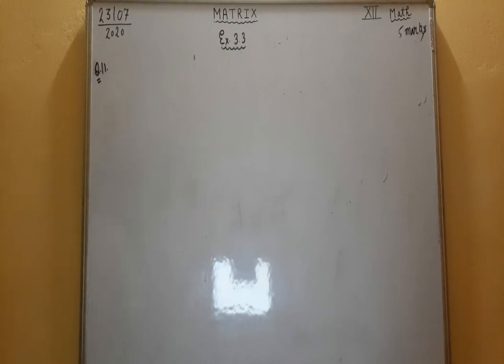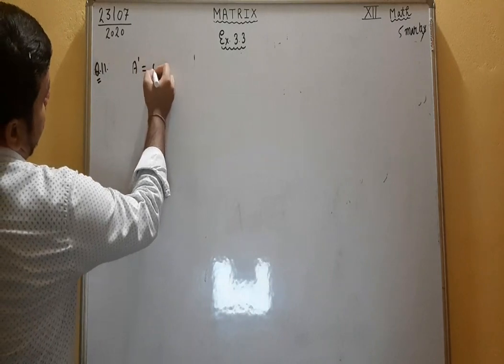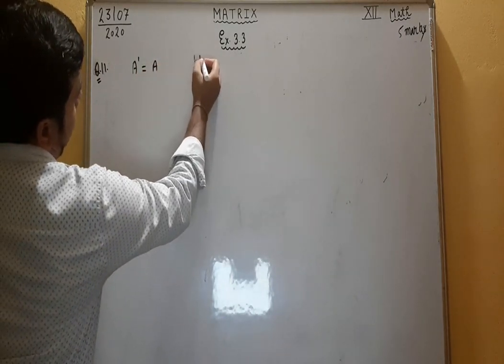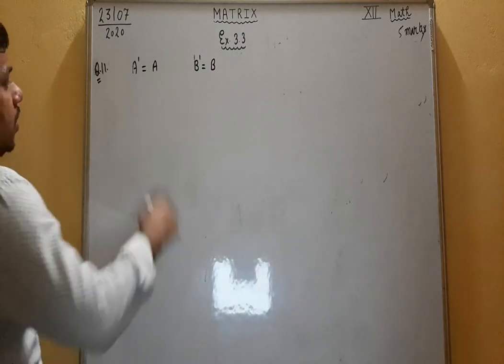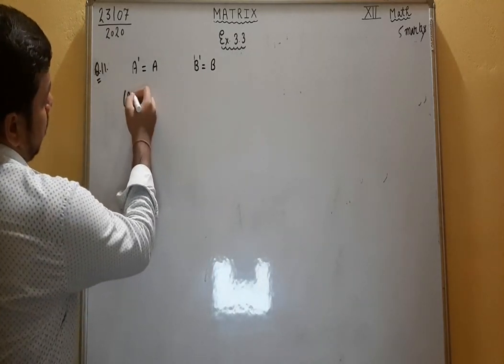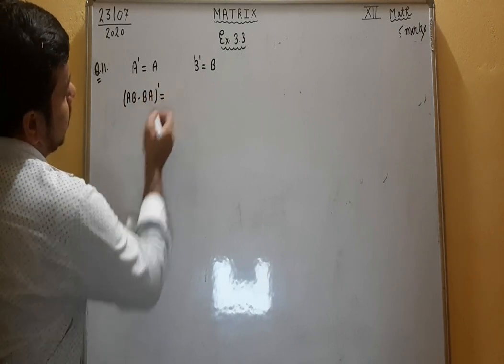In problem number 11, you are given that A and B are two symmetric matrices, means A dash is equal to A, B dash is equal to B, because both are symmetric matrices. Then what can you say about AB minus BA? Is it symmetric or skew symmetric? To check the symmetry, let us take its transpose.